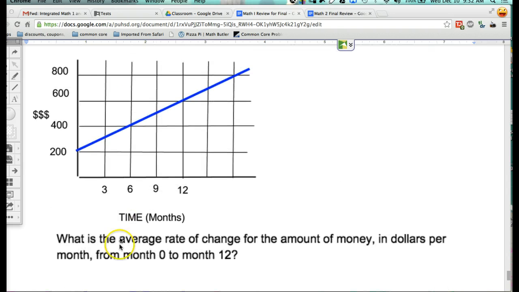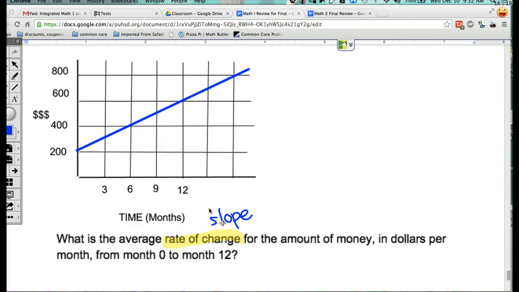The question says, what is the average rate of change for the amount of money in dollars per month from month 0 to month 12? Oh, wow. Again, we're seeing the same word again, rate of change. And rate of change again means what? Slope. You should be sick and tired of this by now, right? Because I'm asking you the same thing over and over again. What is the rate of change? The rate of change is the slope.